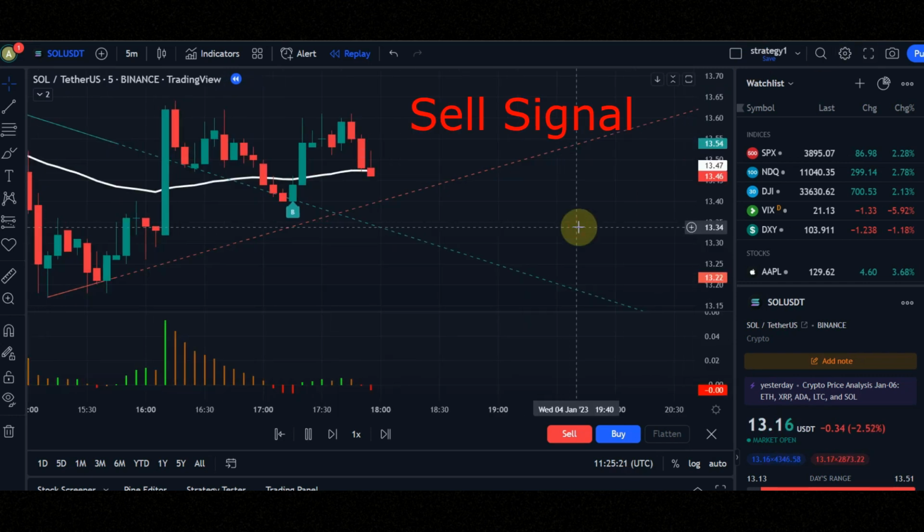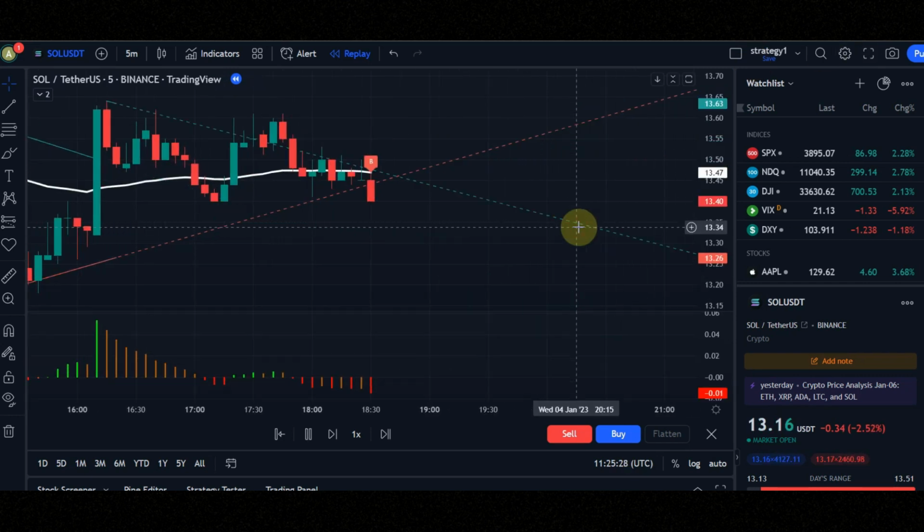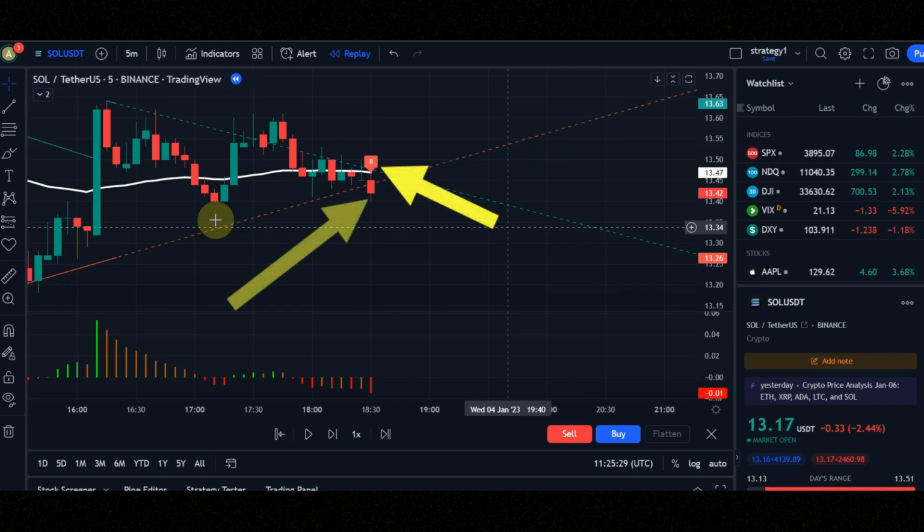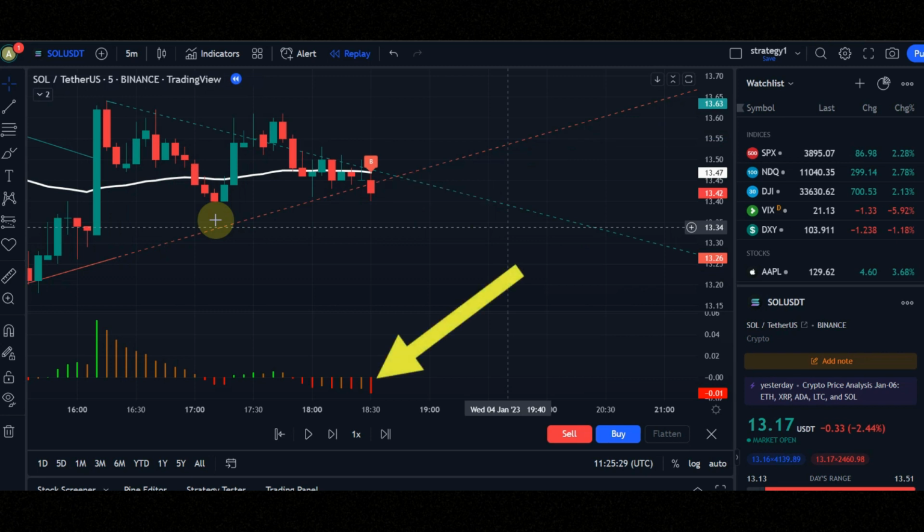Now let's check the conditions of the sell signal together. Condition number 1, when you see sell signal, check the candle must cross the dot line to down. Condition number 2, candle must be red. Condition number 3, histogram must be red. Condition number 4, candle must be below the white line.